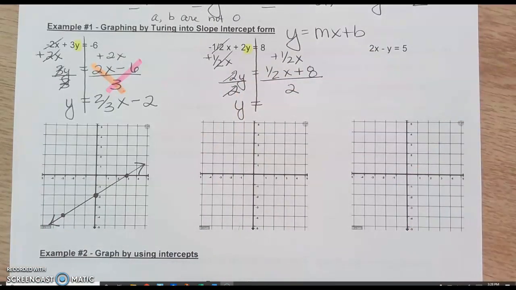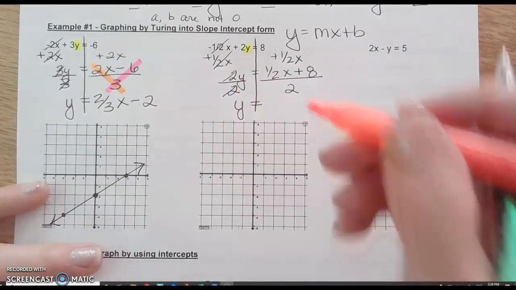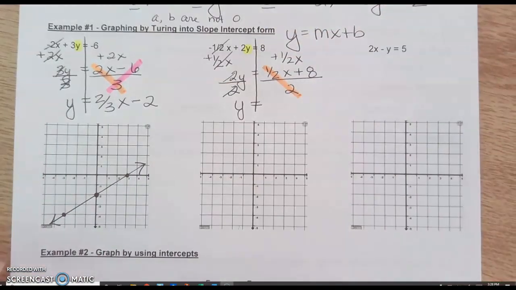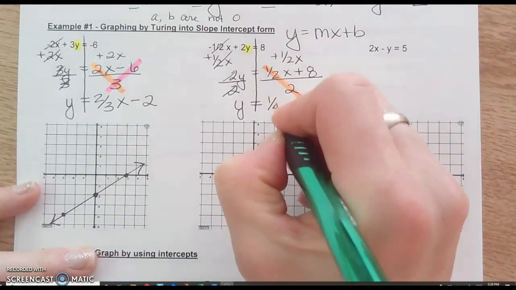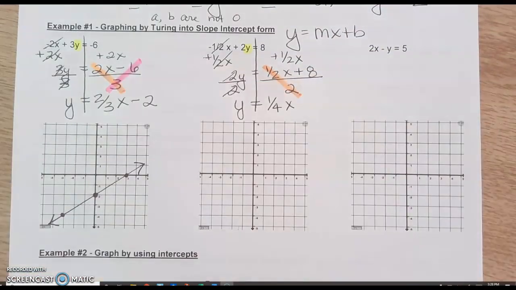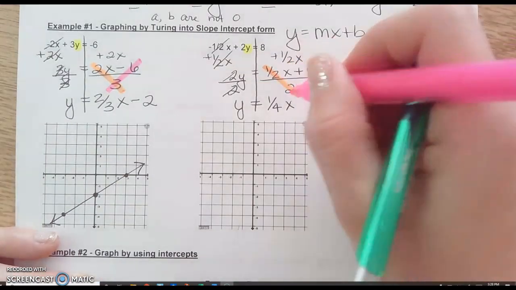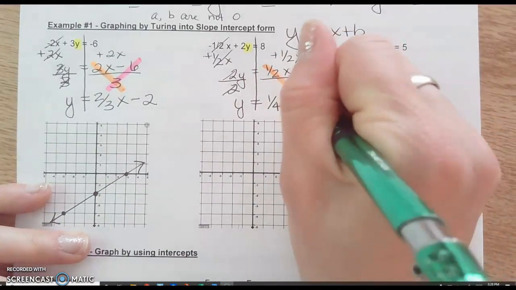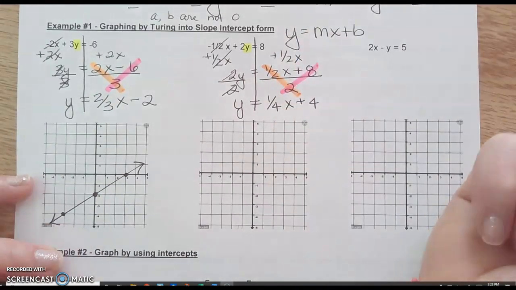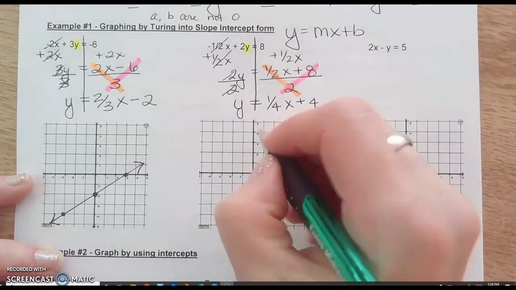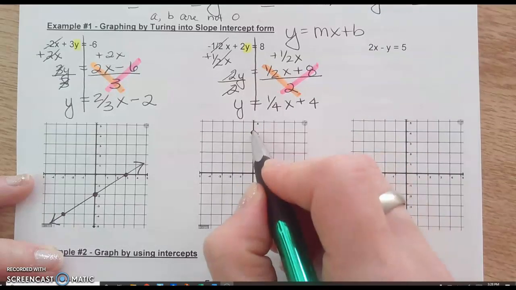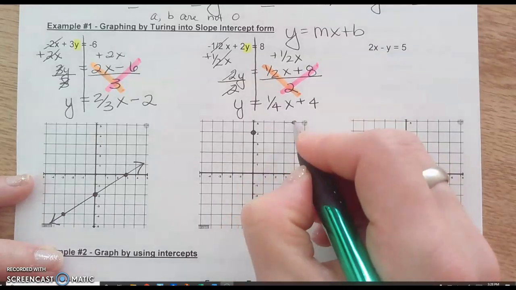Now I'm looking at simplifying this. Well, what's 1/2 divided by 2? Well, we get 1/4 with the x. And then what is 8 divided by 2? Well, that's 4. So I'm ready to graph it. I know my y-intercept is 4. And my slope is 1/4, so up 1 over 4.